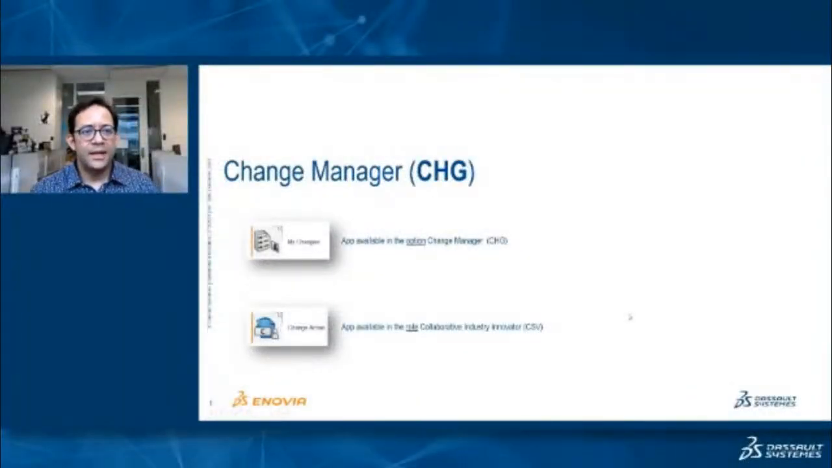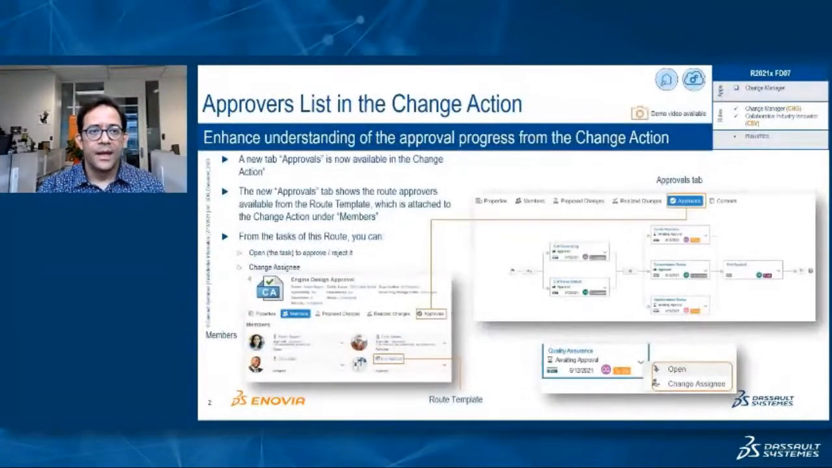We will review now the new enhancements in the Change Manager, CHG, which has two applications. The first one is also an enhancement that is available in the Collaborative Industry Innovator CSV, because the change action is available also in this role. And within this enhancement, a new tab now is available called Approvals, and this tab will show you the route that has been attached to the change action as a route template. And the route here will be instantiated from the template once the change action is promoted to in approval.